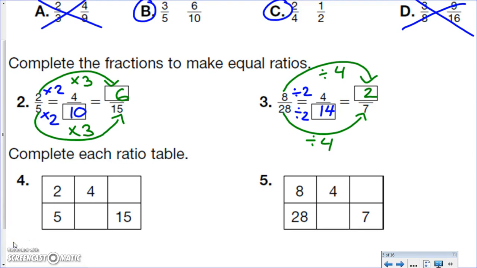So for 4 and 5, we're looking at the same ratio as we just looked at in 2 and 3, but this time we're filling them in on a table rather than the equal signs and the long line there. So 2/5 we know is equal to 4/10 and 6/15. For number 5, we have 8/28. We know that becomes 4/14 and 2/7.